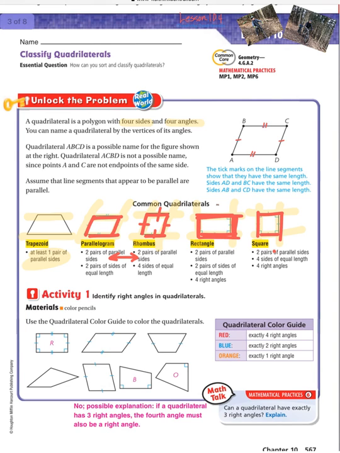So let's go ahead and start doing our first activity. I'm going to pause it and then just have you check with the key. You're going to use the color guide over here and color red any figure that has exactly 4 right angles, blue exactly 2 right angles, and orange exactly 1 right angle.